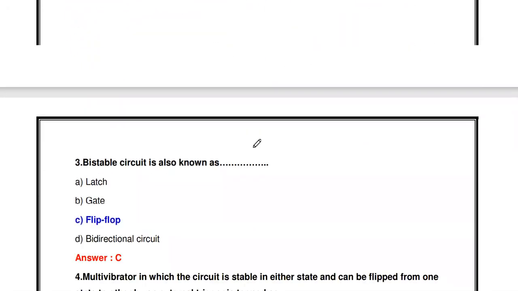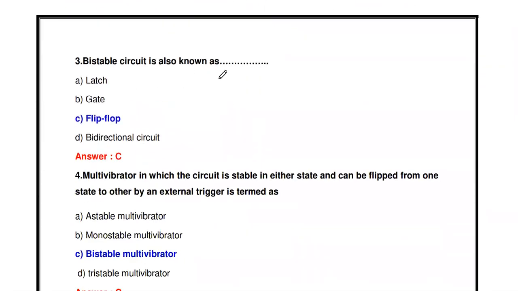The next question: bistable circuit is also known as dash. Latch, gate, flip-flop, bidirectional circuit. The bistable circuit is also known as a flip-flop. It is acting like an SR flip-flop, so it is also known as flip-flop.